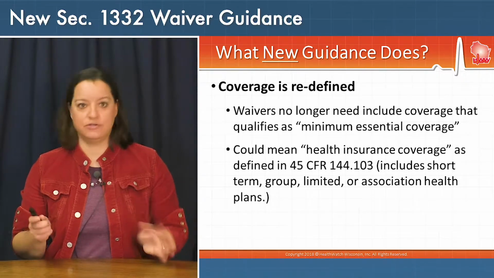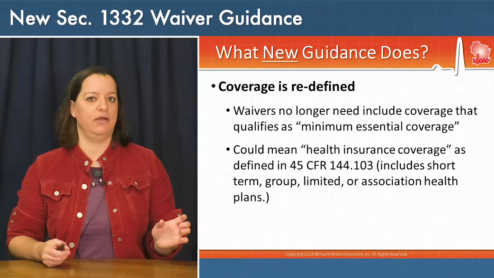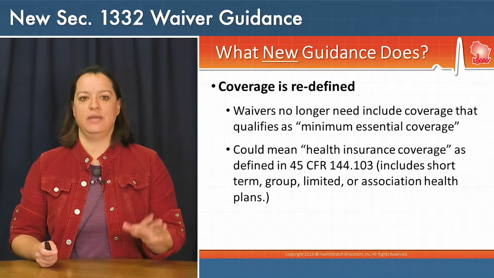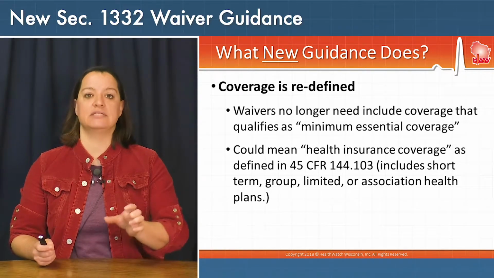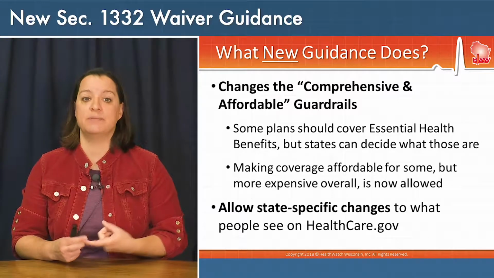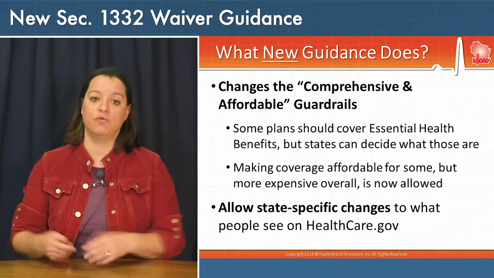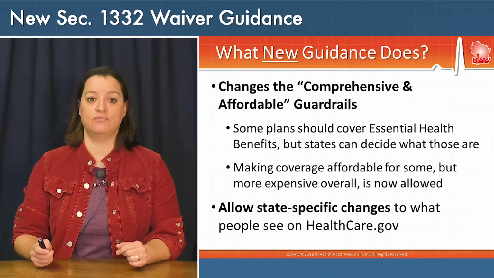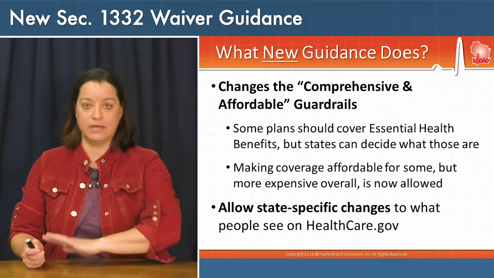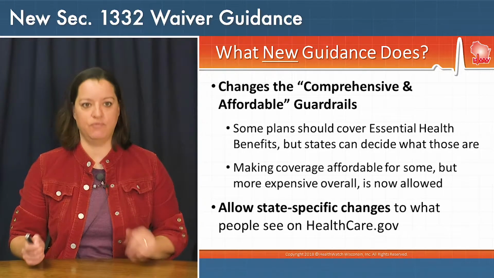There have been a couple other changes as well. Remember that guardrail language that appears in the Affordable Care Act now for Section 1332 waivers? There have been changes through this guidance made to the guardrails of comprehensiveness and affordability. Some plans should cover essential health benefits, but states can decide what those essential health benefits are now, and making coverage affordable for some but more expensive overall is now allowed. So there's no longer this look at affordability thresholds as there was before.